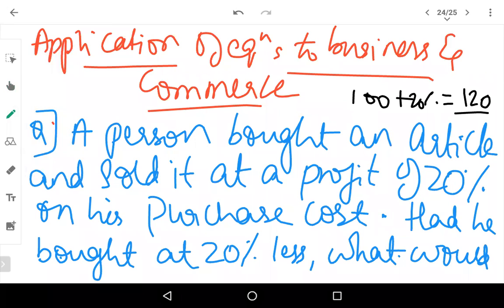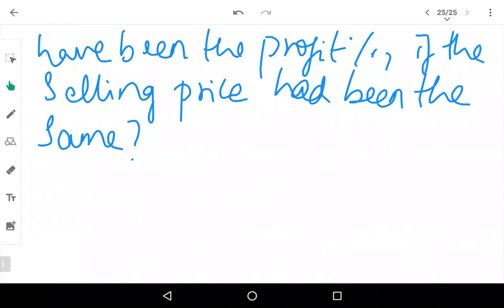Let us read that again. A person bought an article and sold it at a profit of 20% on his purchase cost. So this was an example: if the flower vase was 100 rupees, 20% on that flower vase is 120. Now what is the question? What are we supposed to find? Had he bought at 20% less, what would have been the profit if the selling price had been the same?